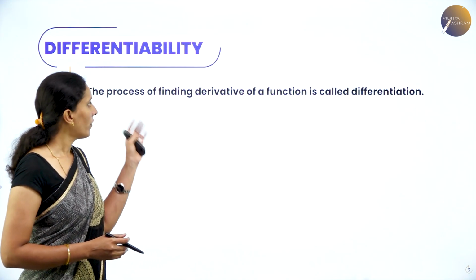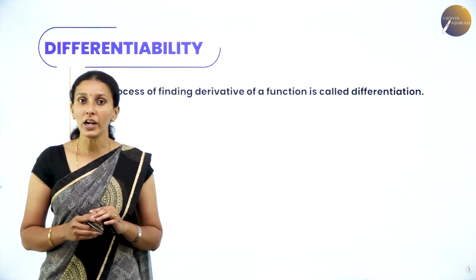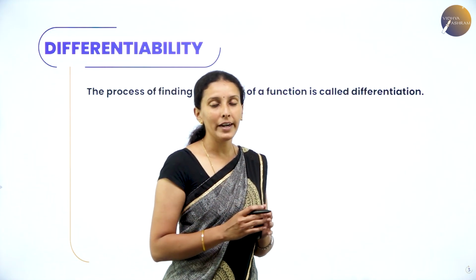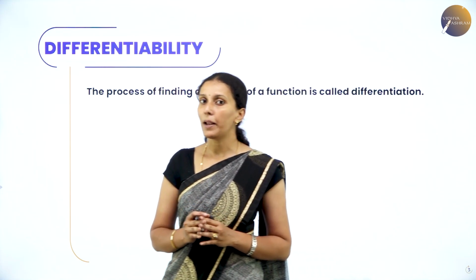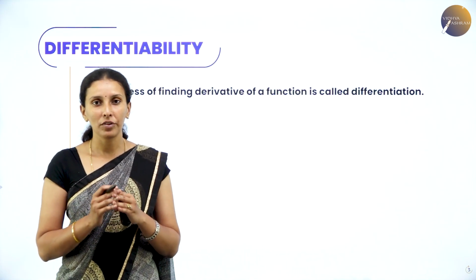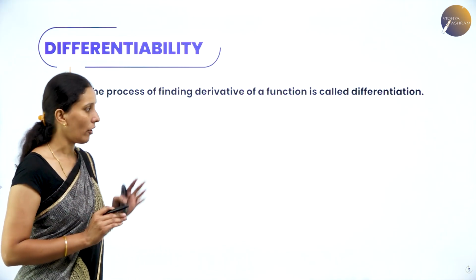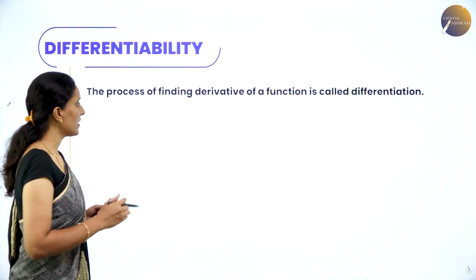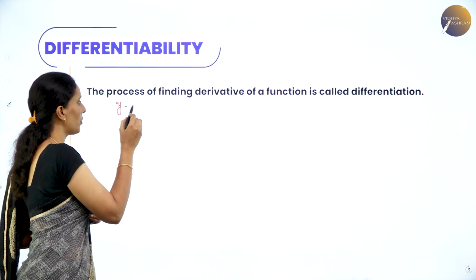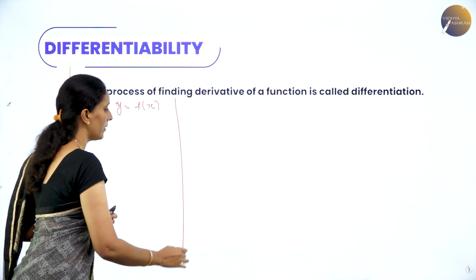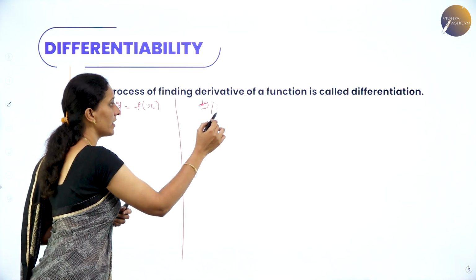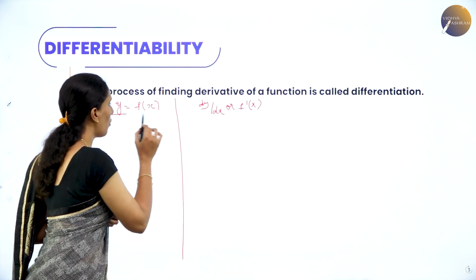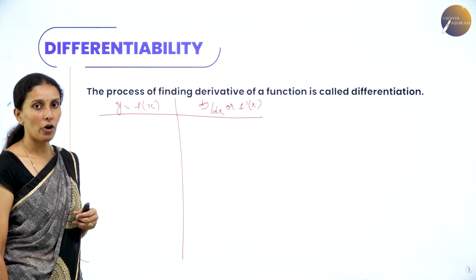The process of finding the derivative of a function is called differentiation, and that is the differentiability of a function. We have already learned from the first principle method to derive the standard derivatives. So let me write the derivatives of some of the functions which you have learned in your previous year. I'll take y is equal to f of x, and the derivative of the function is dy by dx or f dash of x.